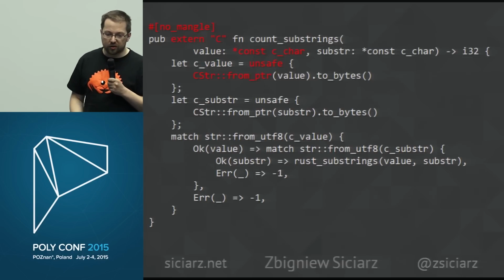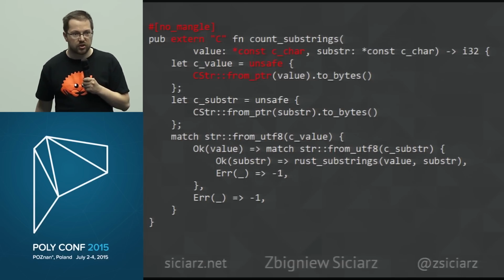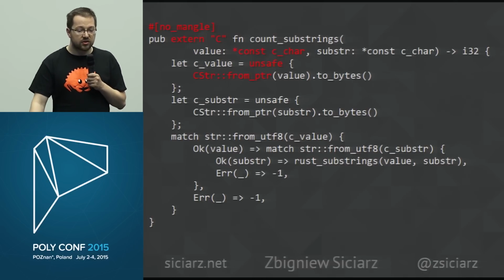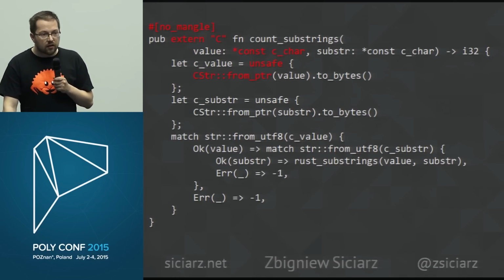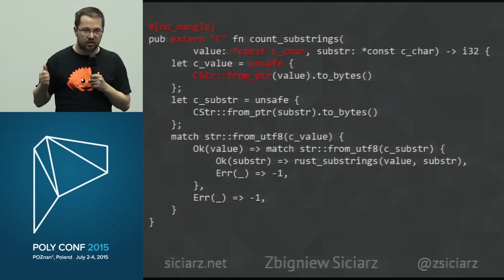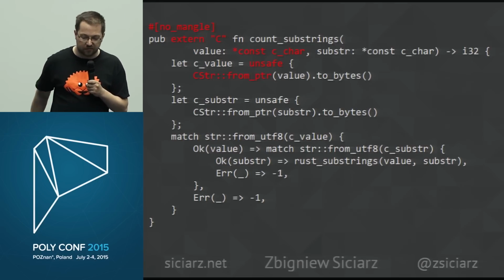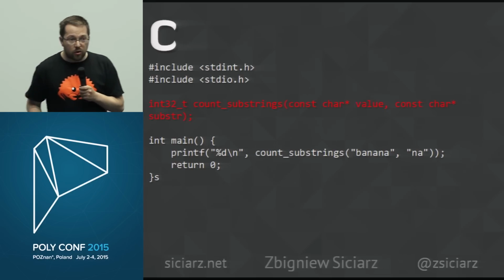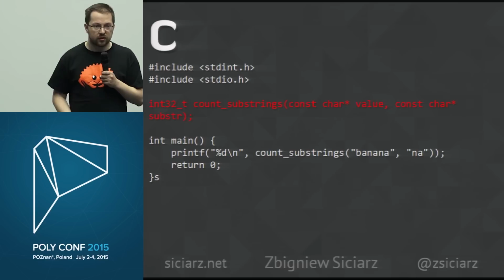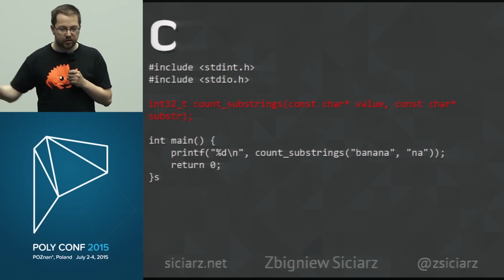It uses a few language features like the no-mangle attribute, which, as it says, disables name mangling, and external C declaration. Also the native C-compatible types, and the unsafe blocks, which are necessary, but that's beyond the scope of the lightning talk. So, if we expose the Rust code in a C-compatible way, we can call it directly from C. We just declare the function, link with the Rust library, and we're done. It works.